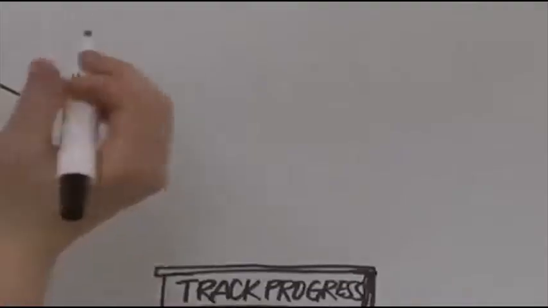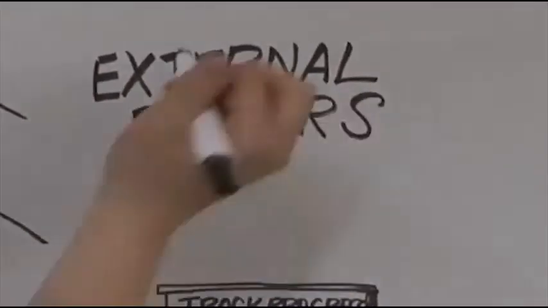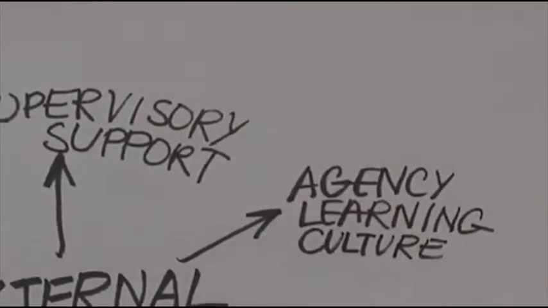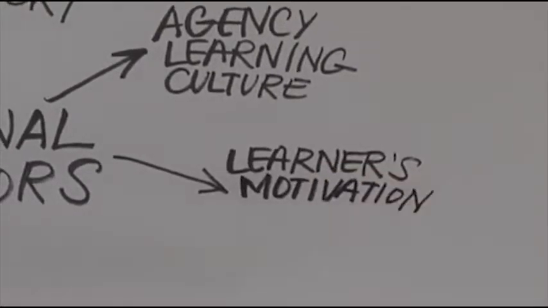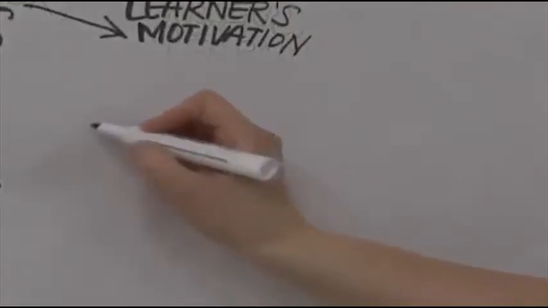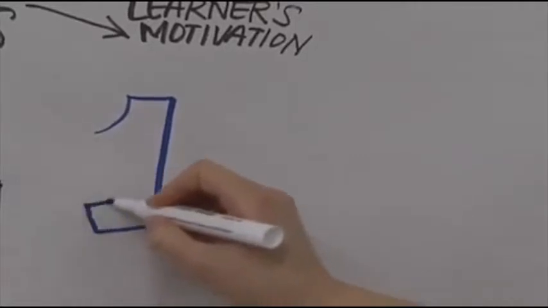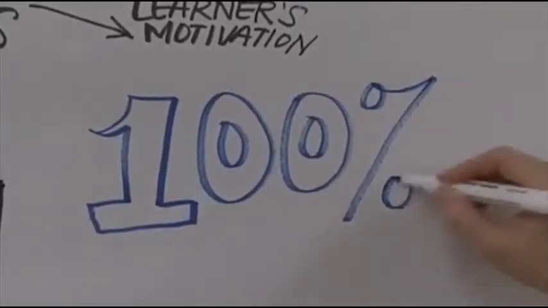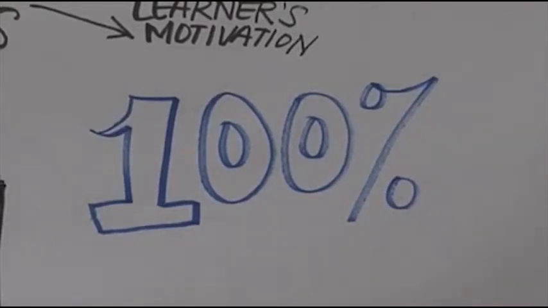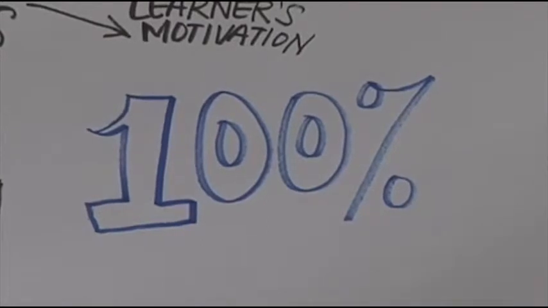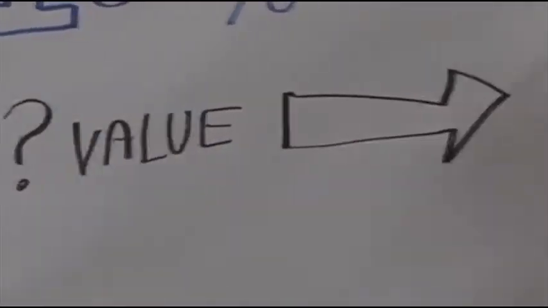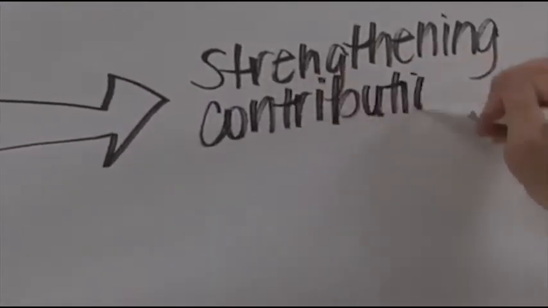Now, we know that there are several external factors that also contribute to the accomplishment of the business result, like supervisory support, the agency learning culture, and the learner's motivation. Nevertheless, training does have a 100% responsibility in fulfilling its role in facilitating mission accomplishment. We want users of the Training Evaluation Field Guide to move from questioning training's value to strengthening training's contribution.